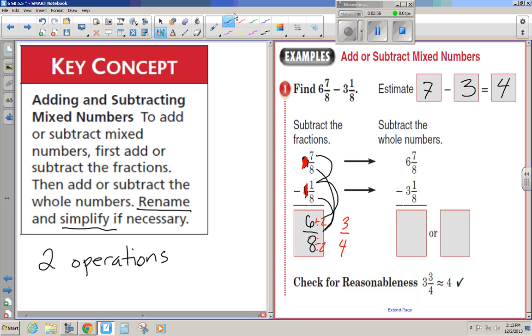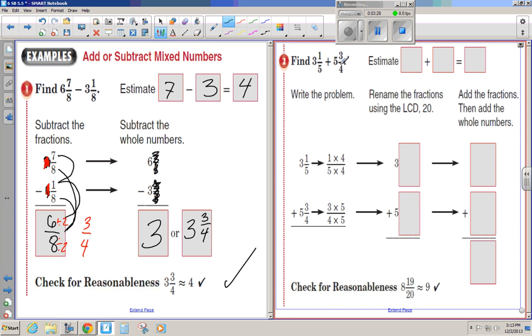Over here now, we completely ignore the fraction, and we only look at the whole number. So 6 minus 3 is something you really should be able to do, and it gives you 3. So now, when you're subtracting, you have 3 and 3/4. All right, so that's subtracting mixed numbers, which is very close to 4, which makes us like our answer quite a bit.